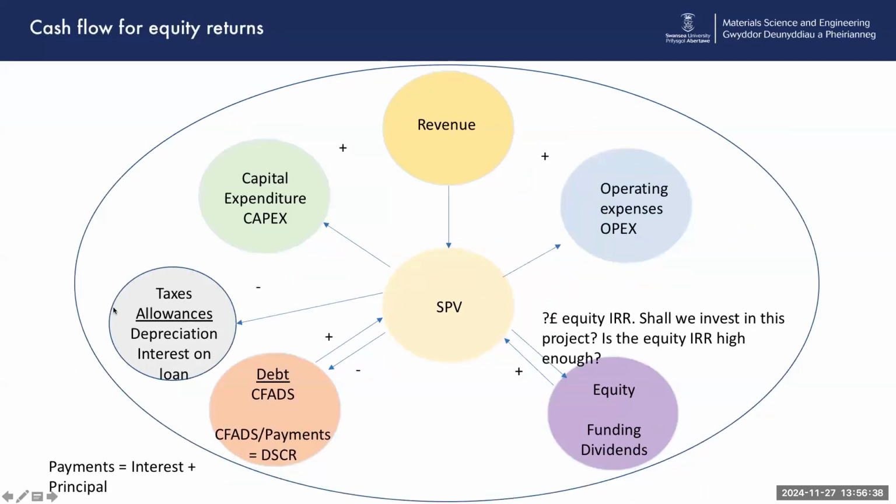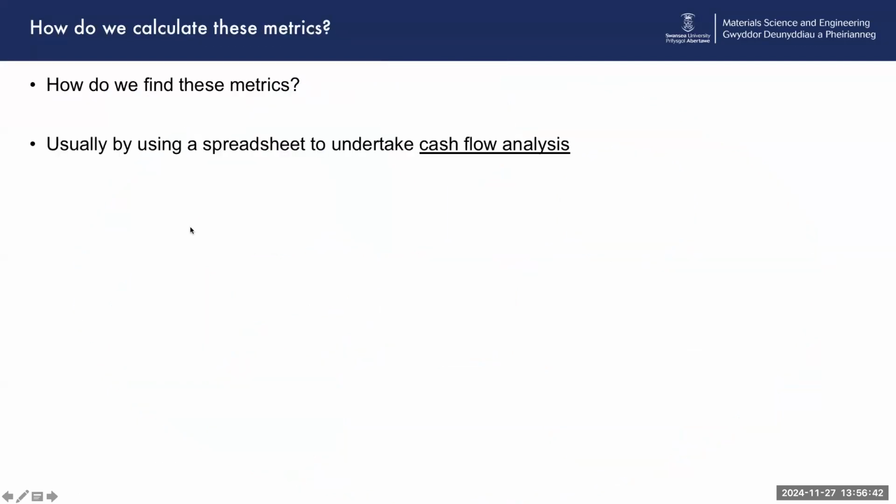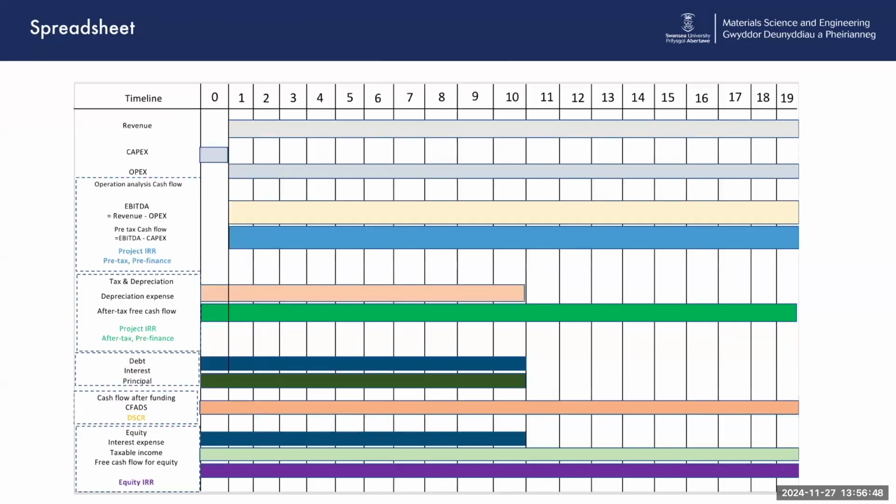Now, we also have things like tax and capital allowance and stuff like that, but I'm running out of time, so I'm going to be really quick now. How do we find out all this? We use cash flow analysis. We use project finance. So we will eventually be creating a spreadsheet. This is a schematic of a spreadsheet that looks a bit like this.